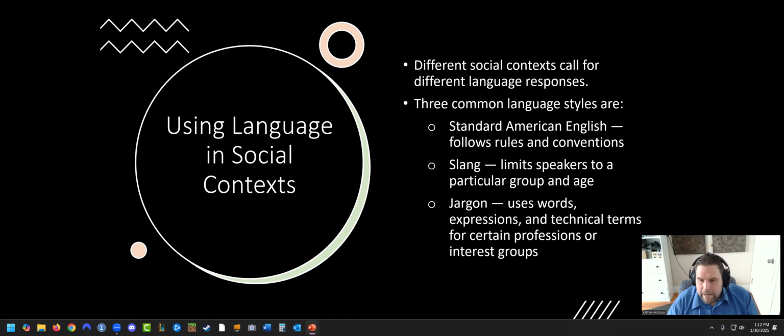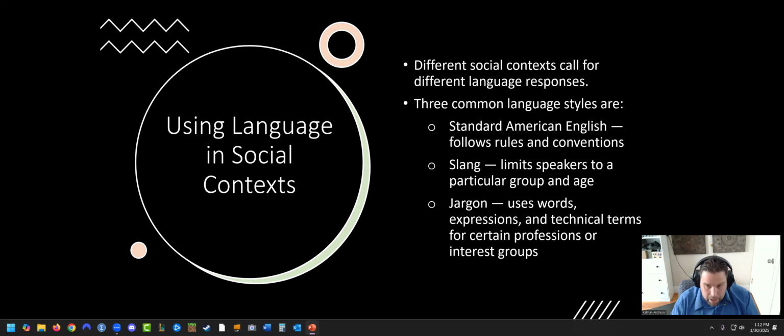And of course, contextually, depending on the circumstances that you find yourselves in socially, your language is going to change from situation to situation. So different social contexts are ultimately going to call for different types of language responses as well. So three common language styles here that we're looking at. We have standard American English.